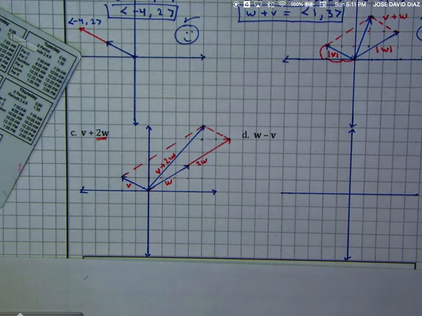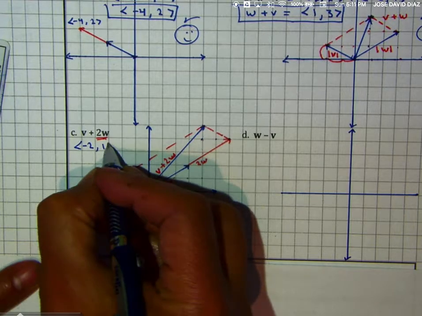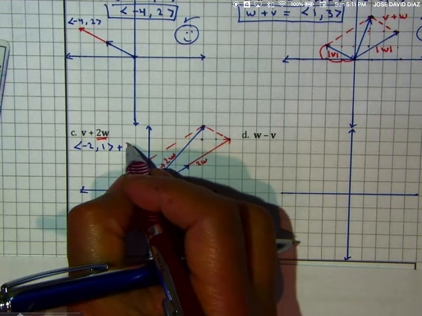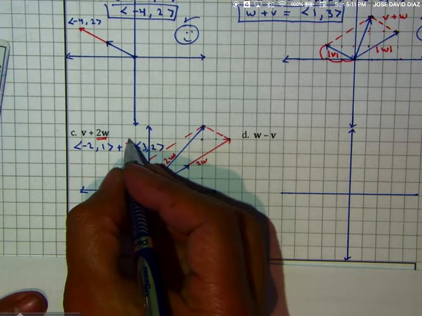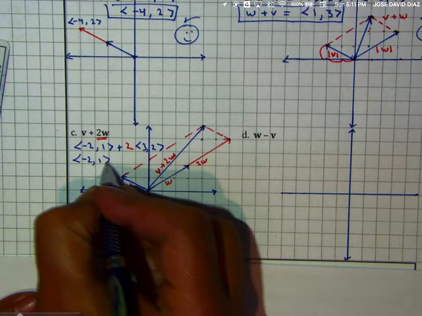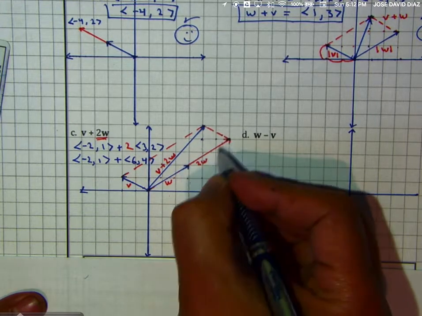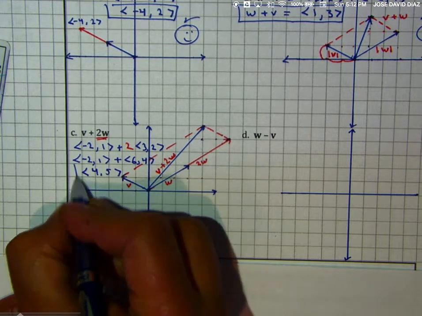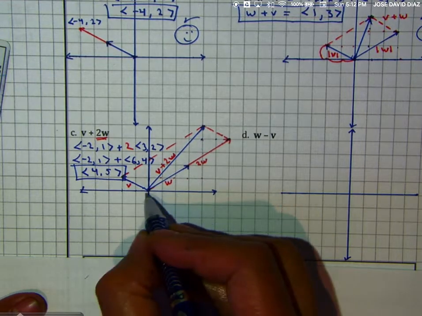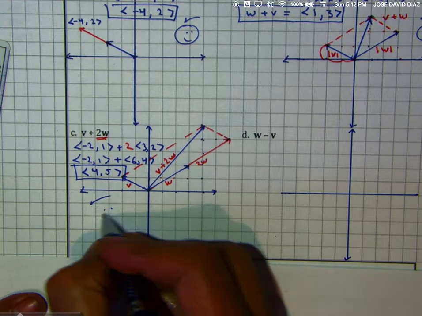And now let's do it algebraically. V is negative 2 comma 1 plus 2W, where W is 3, 2. So we're going to multiply first, plus 6, 4, and that's what we have here. And now we can add them, so that gives me 4 and 5. And that should be your resultant vector. 1, 2, 3, 4, 1, 2, 3, 4, 5, and that matches perfectly.